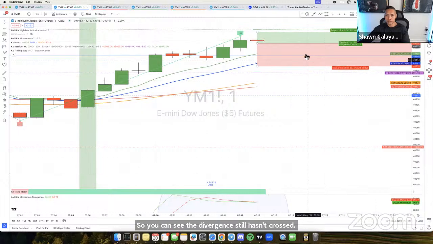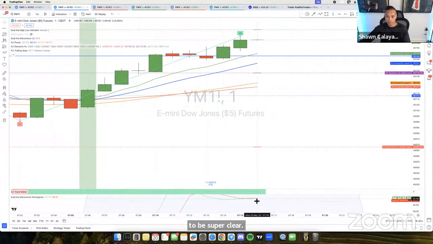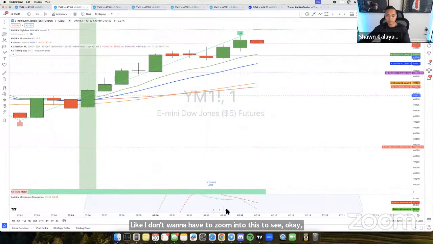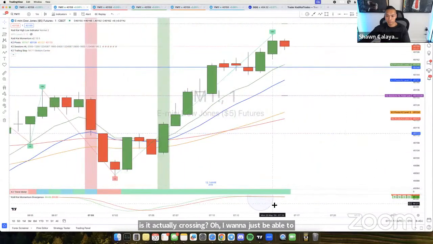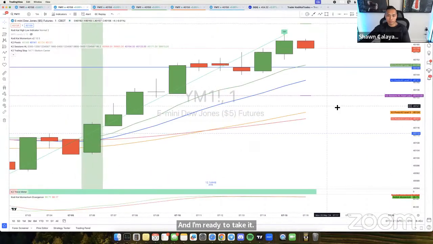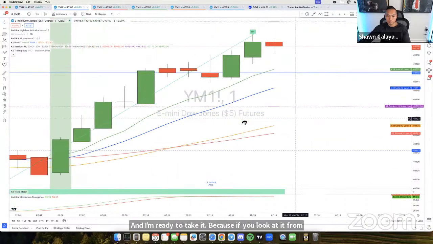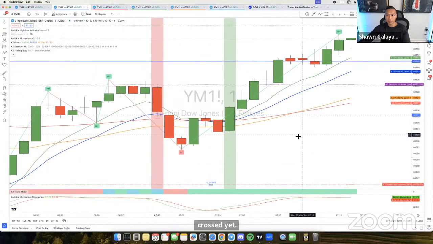Yeah, exactly. No FOMO. So I'm not going to take it. I want it to be super clear. Like I don't want to have to zoom into this to see, okay, is it actually crossing? I want to just be able to look at it and say, okay, this here is a divergence and I'm ready to take it. Because if you look at it from a farther perspective, you can see that it's not really crossed yet. And if you zoom in super, super close, you'll see that it still hasn't confirmed either.